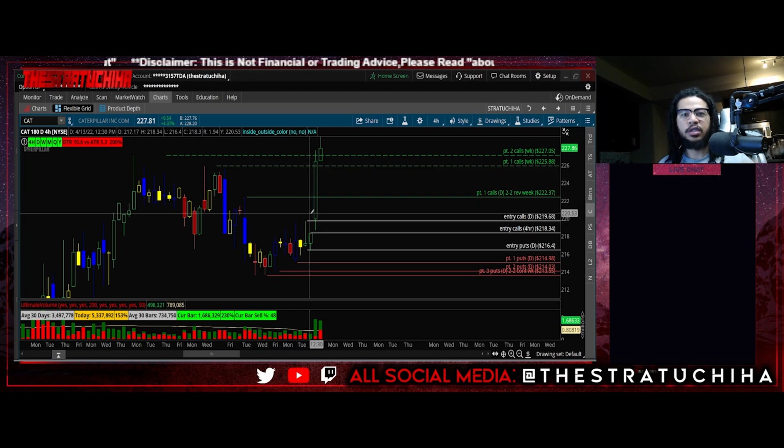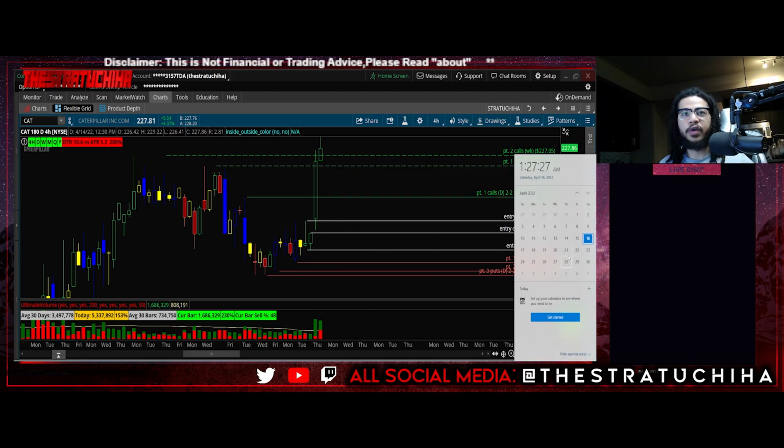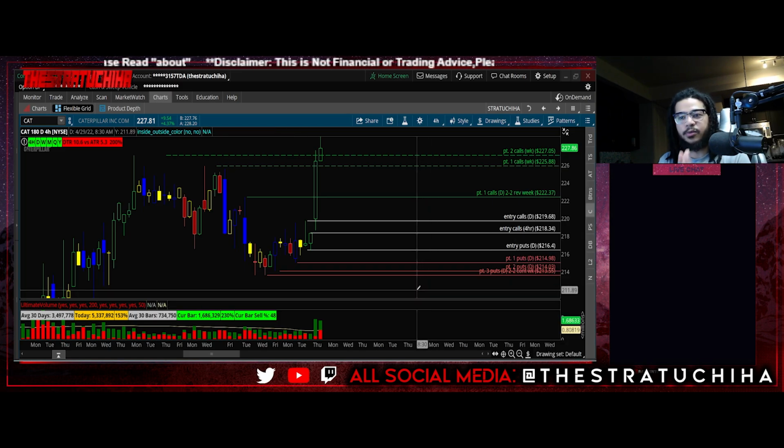With options, the monthly contract is the third Friday of the month. We just had the monthly contract expire. It expired on Thursday because Friday the market was closed. But the third Friday of the month is always going to be the monthly contract. So May 20th is the monthly contract. June 17th is the monthly contract. But getting back on topic, let me go back through this.